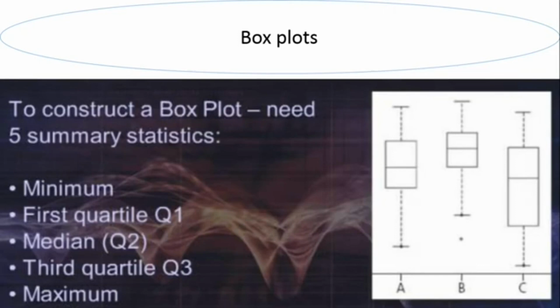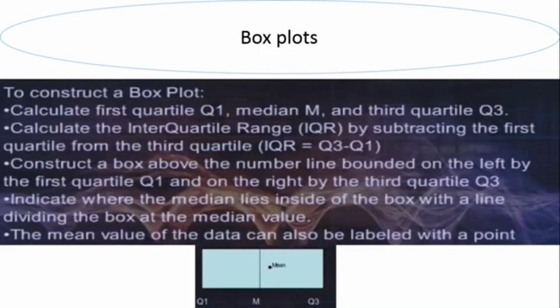And we'll use all these summary statistics in order to represent our box plots, which are interesting for detecting outliers. As you can see, for example, in B, we have some points that can be considered outliers.